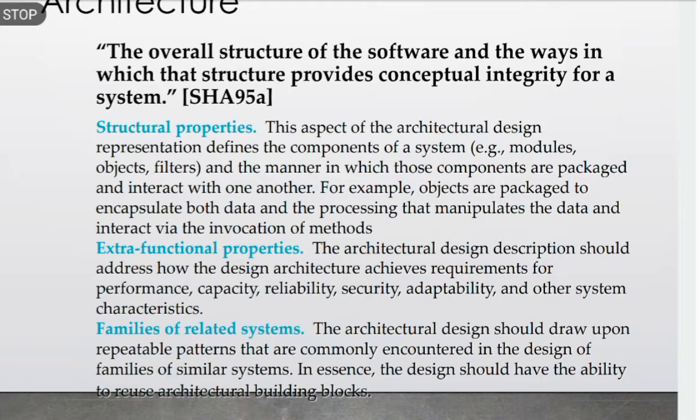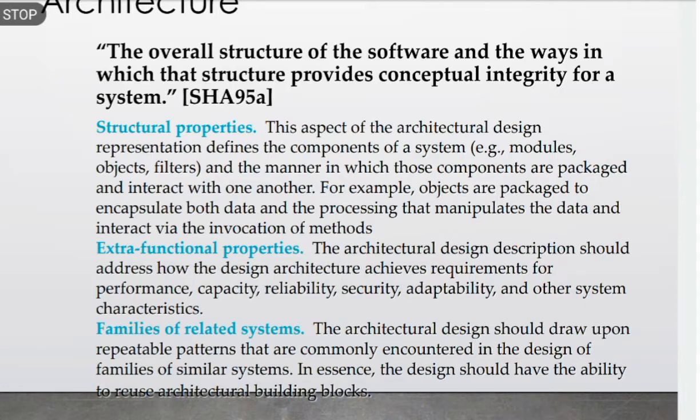Second is extra-functional properties. The architectural design description should address how the design architecture achieves requirements for performance, capacity, reliability, security, adaptability, and other system characteristics. The third is families of related systems. The architectural design should draw upon repeatable patterns that are commonly encountered in the design of families of similar systems. In essence, the design should have the ability to reuse architectural building blocks. So this is overall the architecture. First of all, structural properties.